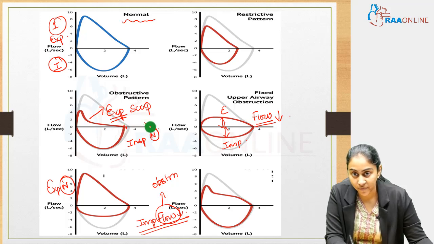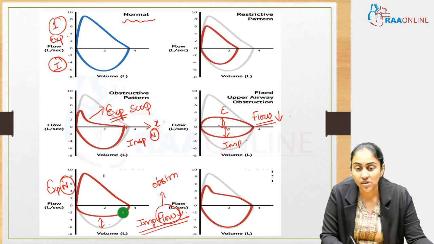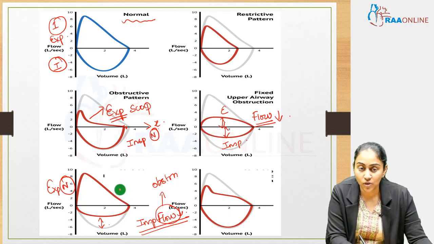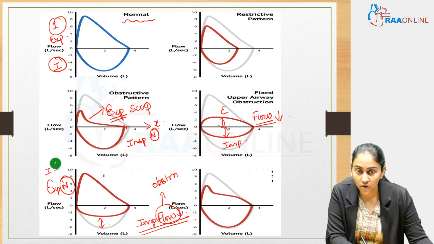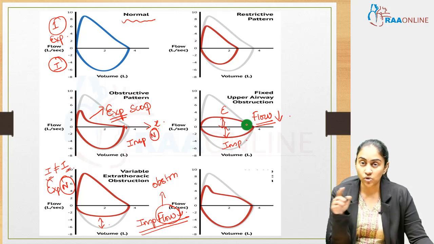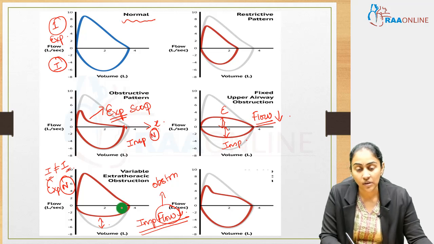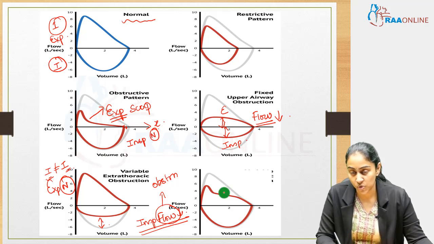This is the volume graph. But the flow is what is remarkably decreased. So here again the inspiratory flow is markedly decreased. So whenever there is a decrease in the inspiratory flow, remember I, not for I. That means there is a variable extrathoracic obstruction. If it is fixed and if it's in the upper airway, then that reflects on both the curves, because that's not seen here. Here you have a variable extrathoracic obstruction.